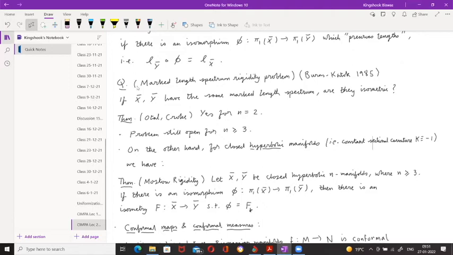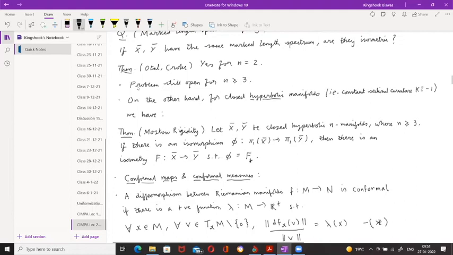It says if X bar and Y bar are closed hyperbolic n-manifolds, where n is at least three, and there is an isomorphism phi between their fundamental groups, then in fact this isomorphism is induced by an isometry f from X bar to Y bar, such that phi is equal to f star.